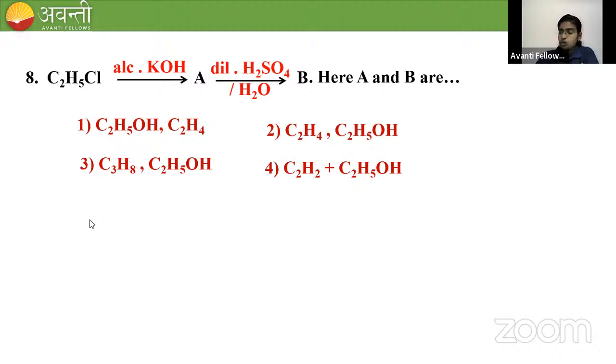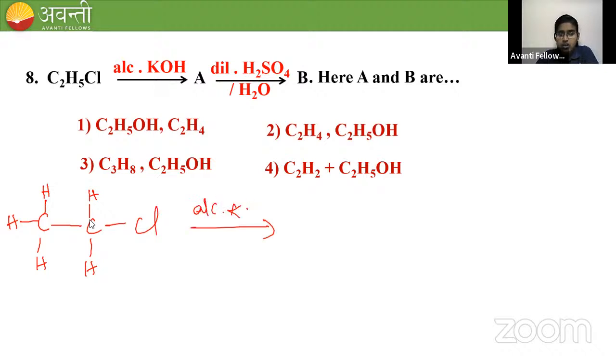It is very easy, right? Two reactions are clubbed here again. Let me write the reactant for you. It is C2H5Cl, which is nothing but CH3CH2Cl. This is the reactant, and it is treated with alcoholic KOH. In alcoholic KOH, we have K plus and OH minus.